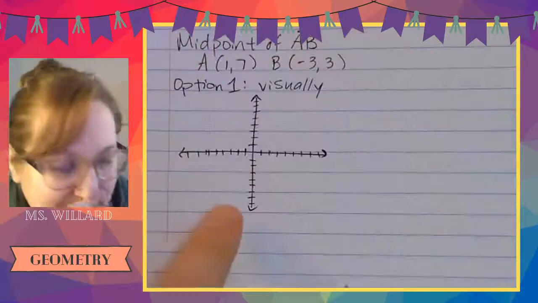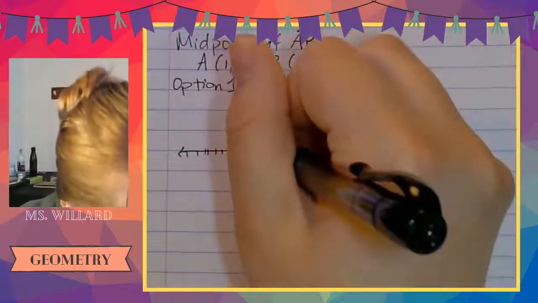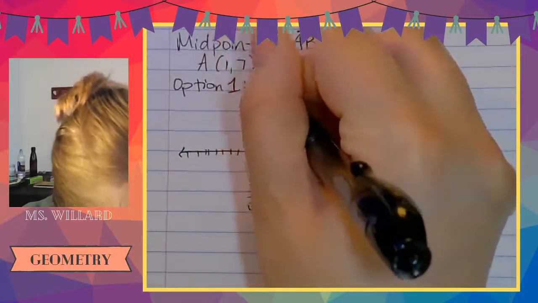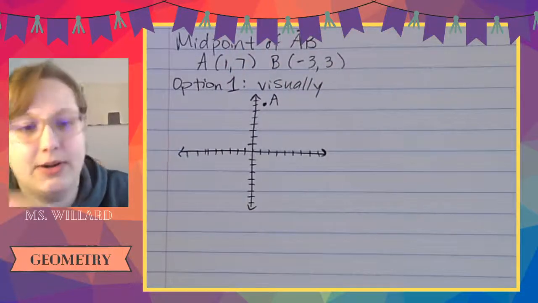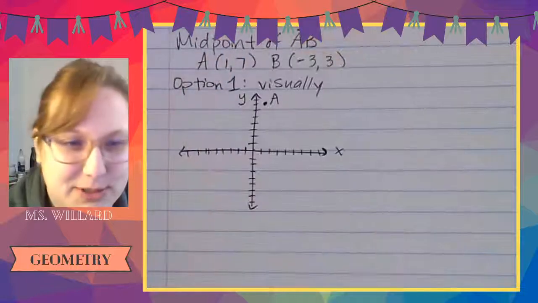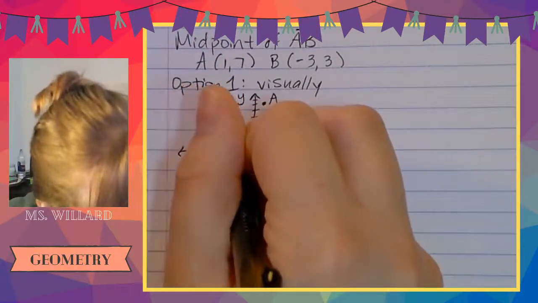Did you see my mistake right here? Those are way too close together. Okay, so 1, 7. 1, 7 is up at 1, 2, 3, 4, 5, 6, 7 right here. That's point A. And I knew that because I went over first and then up because it goes X and Y. Some of you might want a refresher. Let me know if you do. And B is at negative 3, 3.